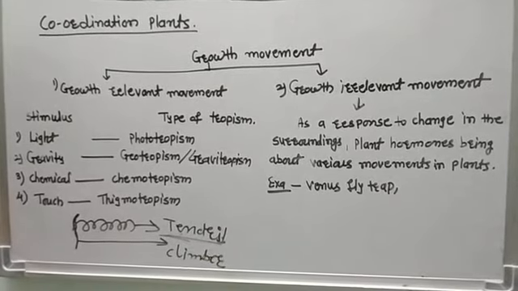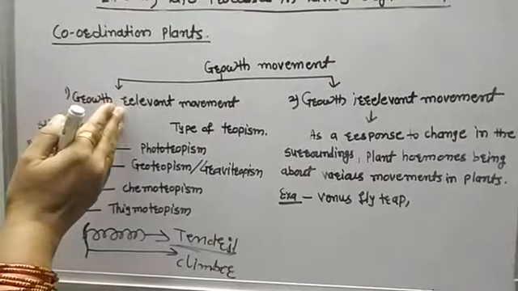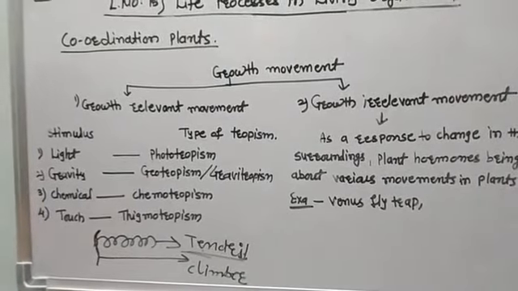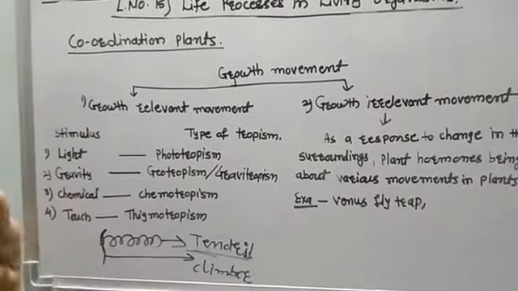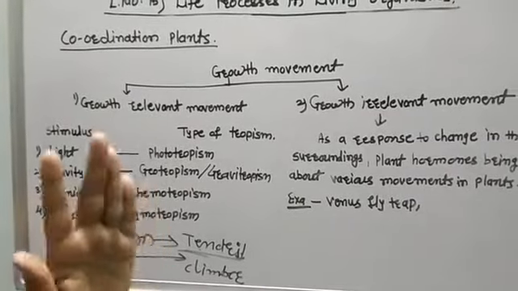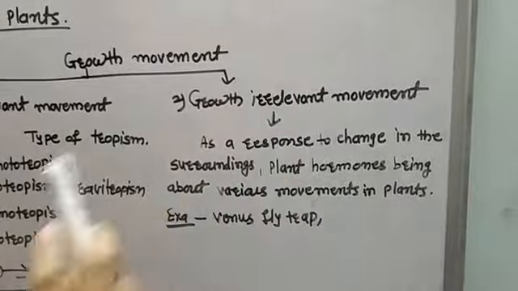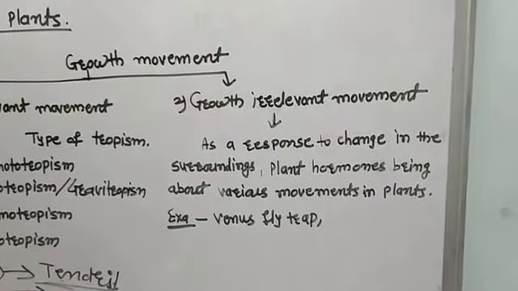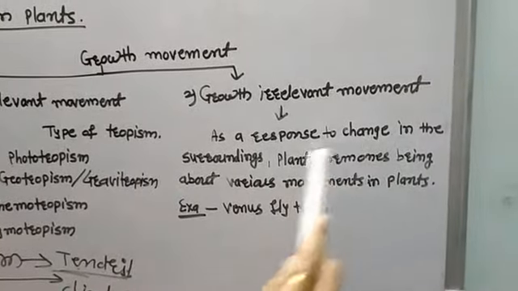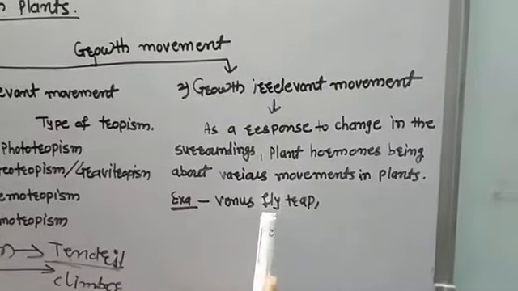Means that it is also the one example of this thigmotropism. All these are related to the growth relevant movement. Means towards the stimuli this plant can show the growth. Therefore it is the growth relevant movement. Now we can proceed to the another type of the growth movement, that is the growth irrelevant movement. Firstly we have to see what is growth irrelevant movement. As a response to change in the surrounding, plant hormones bring about the various movement in the plant.